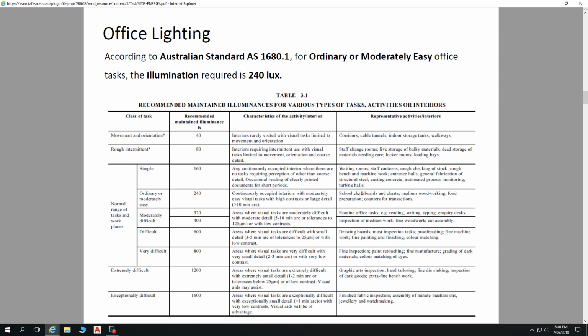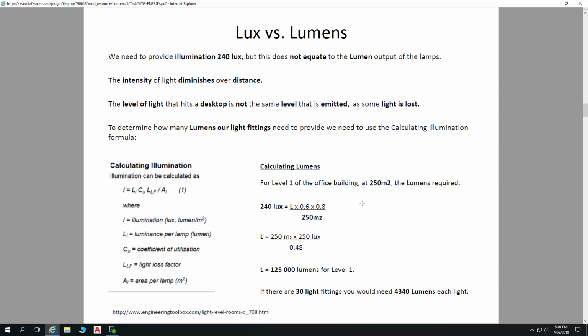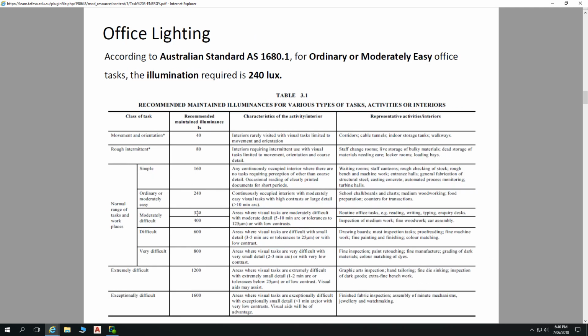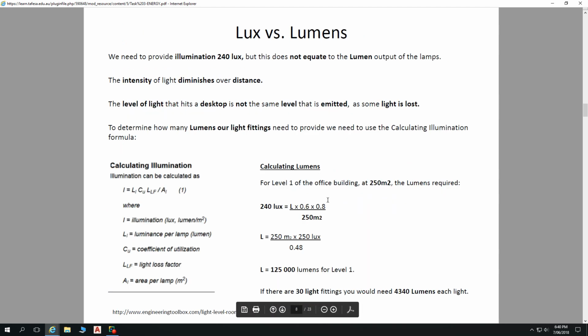So 240: school chalkboard charts, meaning woodworking, food preparation counters, transactions, etc. Moderately difficult but routine office tasks, e.g. reading, writing, typing, inquiry desks. You may want to bump that up to 320 for your office space. So we have this chart here, lux required at the desktop. So in task 3, specify what lux you've gone for your office space, and state why.